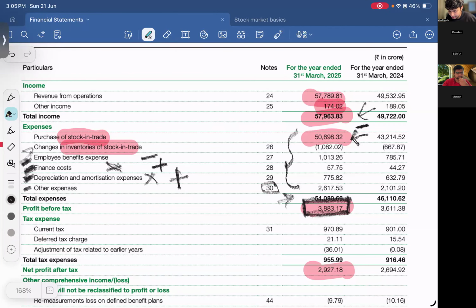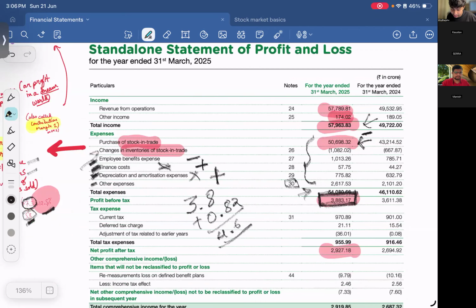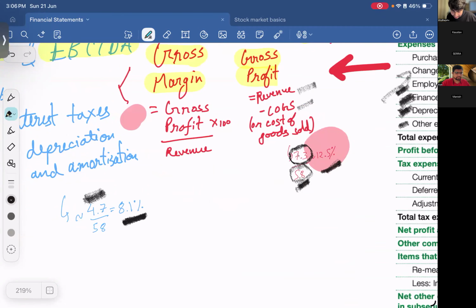So simply, in 3.8, I will add 0.8. It should be 0.82 actually. How is this 0.82 coming? 0.7 and 0.5. Very clear? I'm just saying it as 3.8. I mean, it really doesn't matter, right? Because we're going to be dividing it at the end of the day. So 3.8 plus 0.8 gives us 4.6. I have taken 4.7 just to be on the safer side. 4.7 divided by 58 gives us 8%. So this is the calculation for EBITDA. So this is how we get EBITDA.